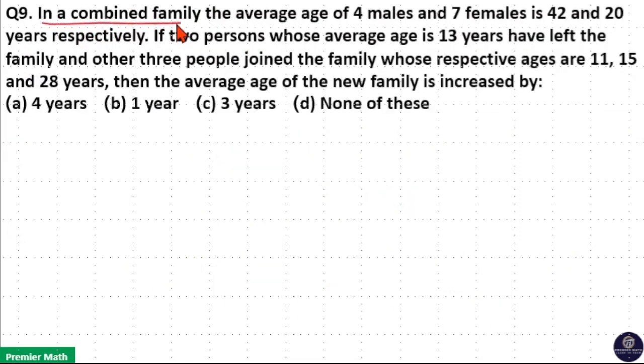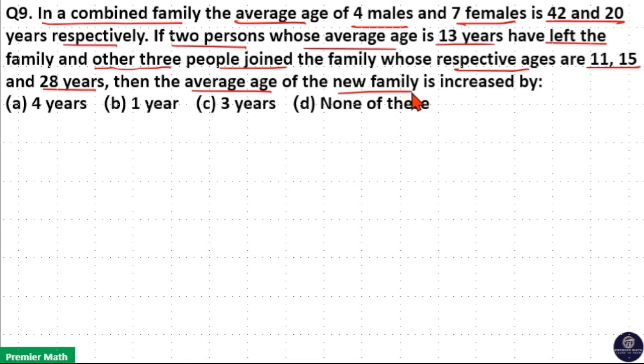In a combined family, average age of 4 males and 7 females is 42 and 20 years respectively. If 2 persons whose average age is 13 years have left the family and other 3 people who joined the family whose respective ages are 11, 15 and 28 years, then the average age of the new family is increased by. Initially there were 4 males and 7 females in a family, that is total 11 people.